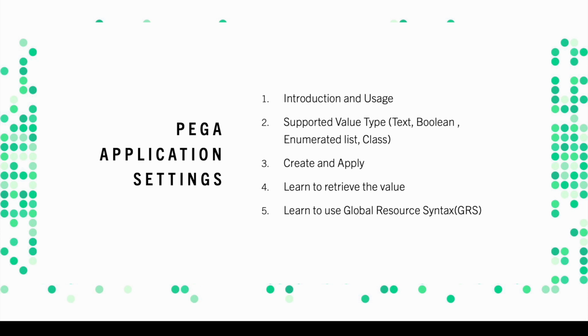But the chance of error is very high, because when we move the code from dev to QA, someone forgets to update the QA endpoint URL value. This can happen in production also, so we get an error. To resolve this kind of issue, Pega has come up with application settings. We'll see how we can use it in this class.